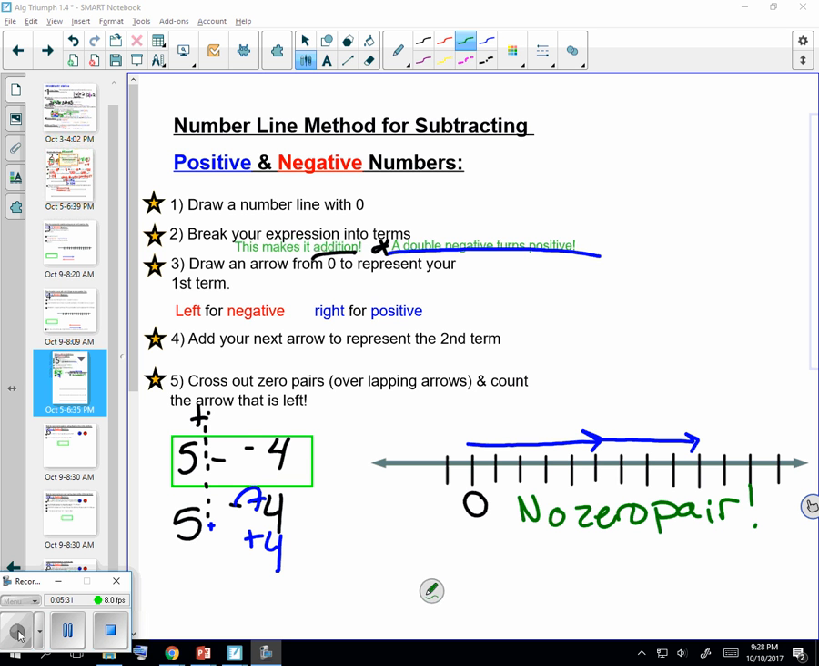What does that mean? Well, since nothing cancels out, we look at how long our arrow is in the end. We have one long arrow of 5 and 4, which together is 9. So 5 take away negative 4 is positive 9, just like 5 plus 4 is 9.